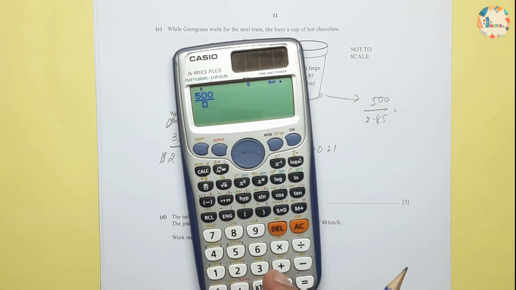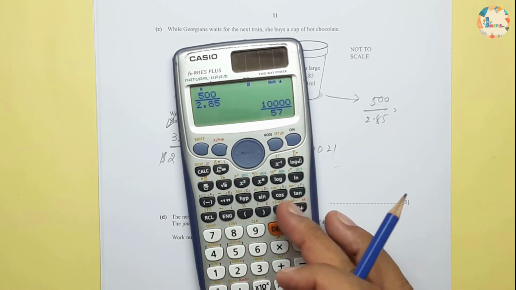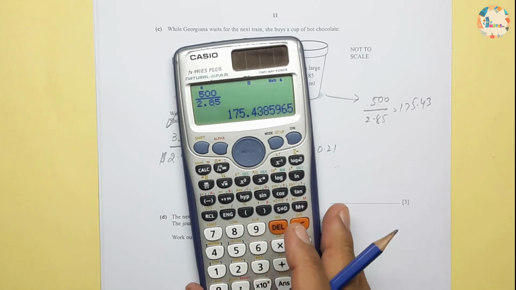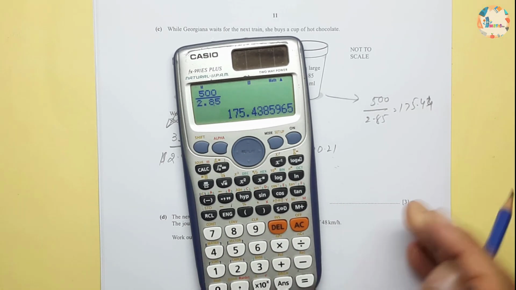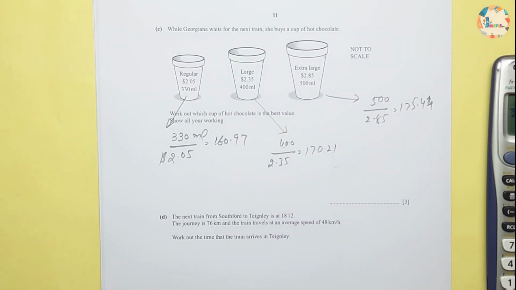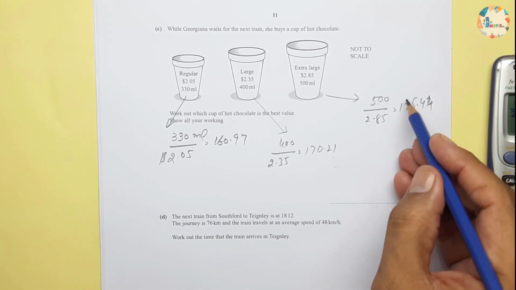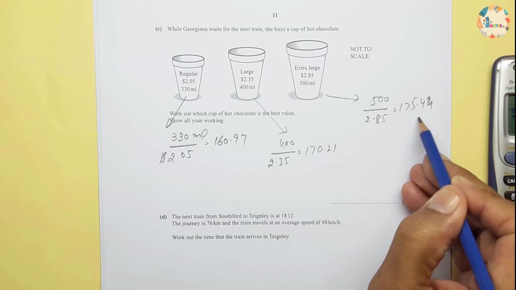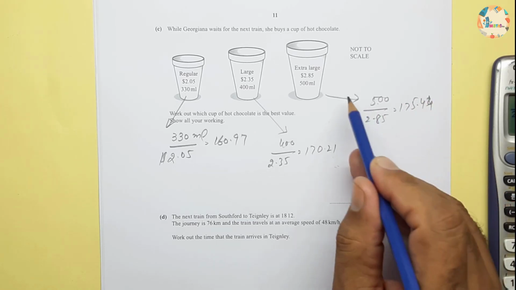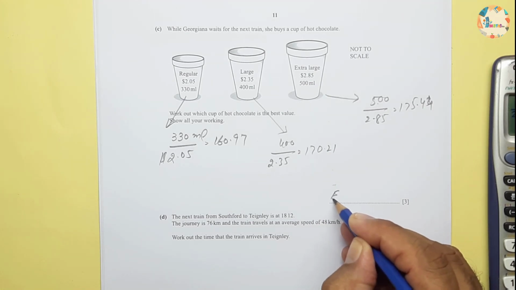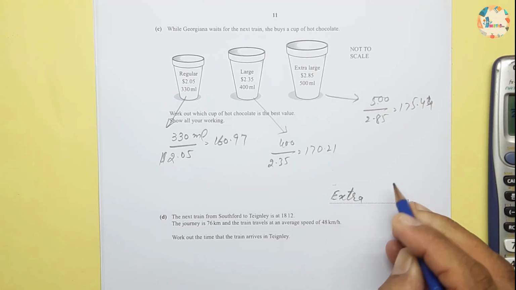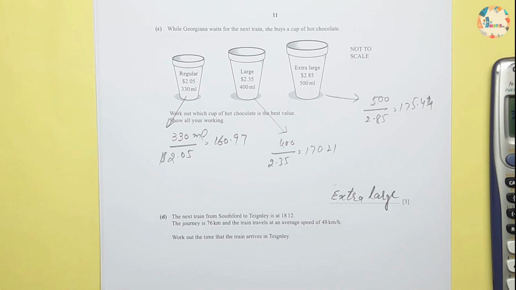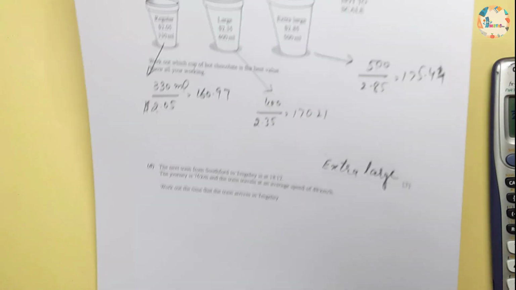500 divided by 2.85, this will be equal to 175.44. So this will be more. So against her amount, she will be getting more chocolate in this extra large. So we'll write here the answer will be extra large. This will be better to purchase.